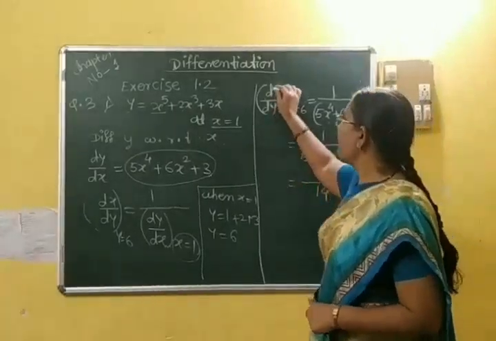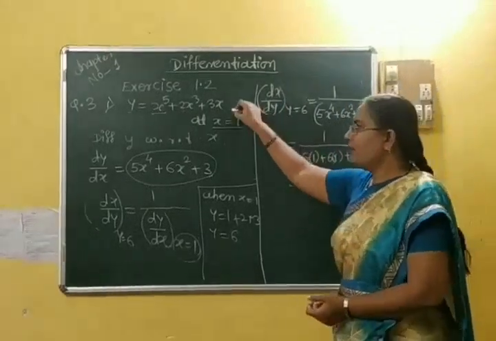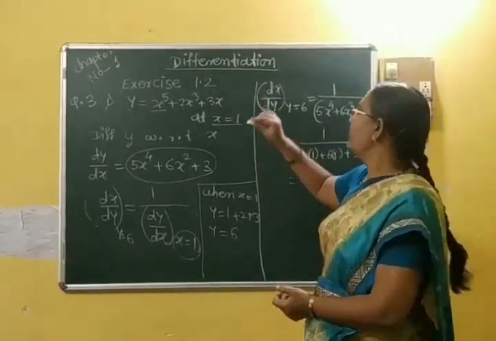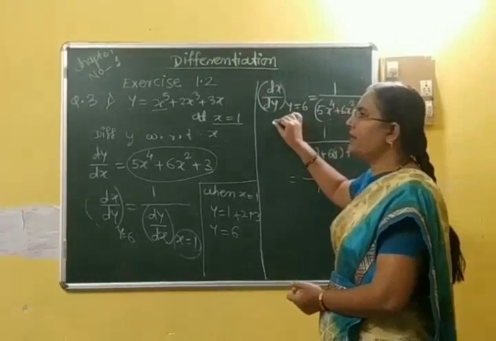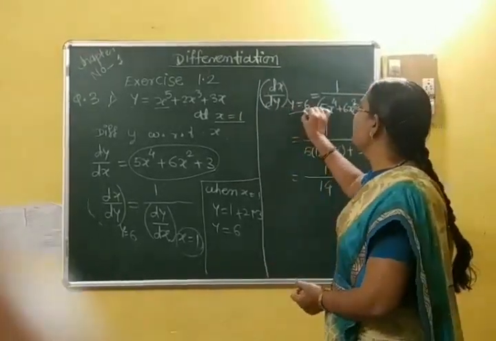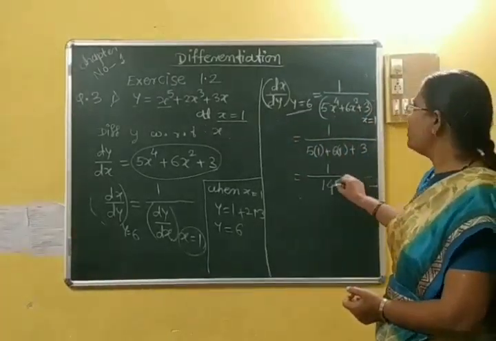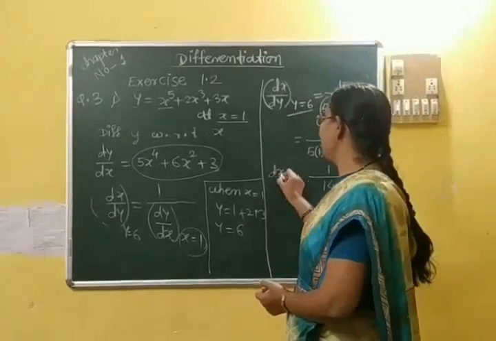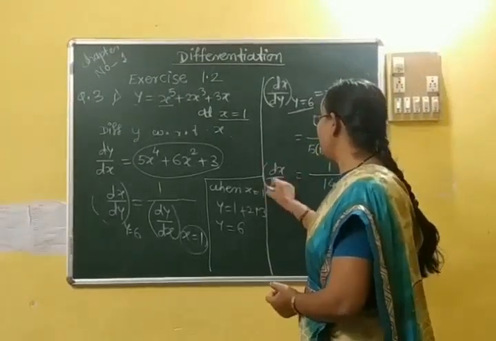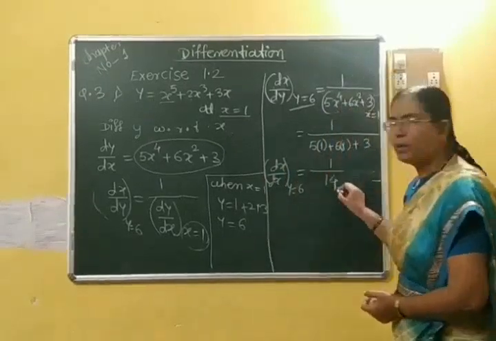So we first find the derivative of the given function, and then the derivative of the inverse of that function. At that point, y is equal to 6, the value of the derivative of the inverse function, dx upon dy at y is equal to 6, is equal to 1 upon 14.